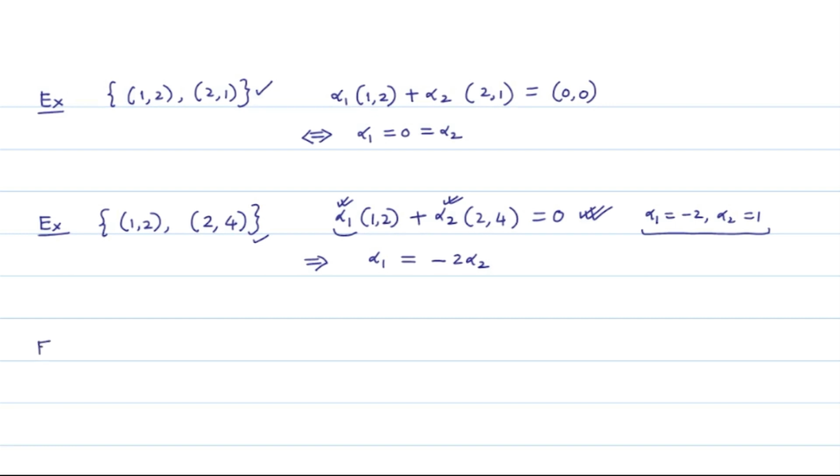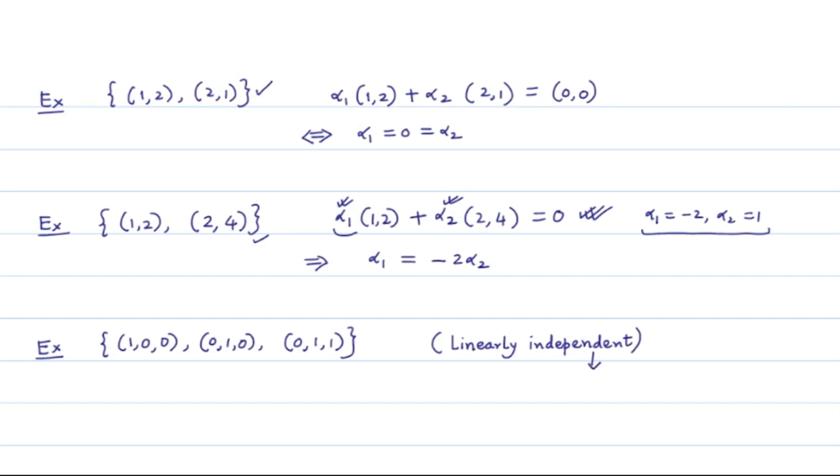Let me give you a home task to check linear dependence of a set of vectors from the three-dimensional Euclidean space. You consider this set and check whether this set is linearly dependent or independent in the three-dimensional Euclidean space. You will find that this set is linearly independent. Quite often we abbreviate this term linearly independent just by LI.